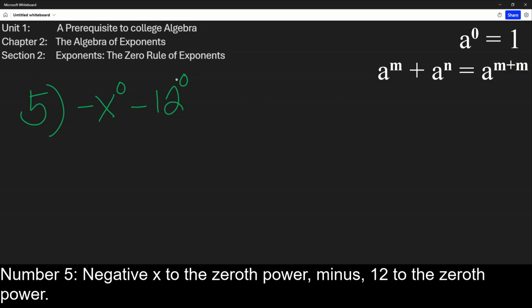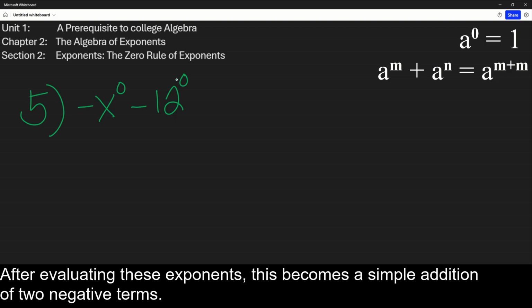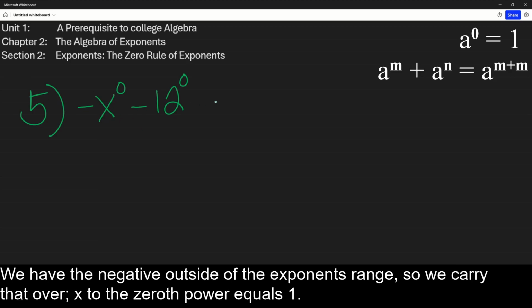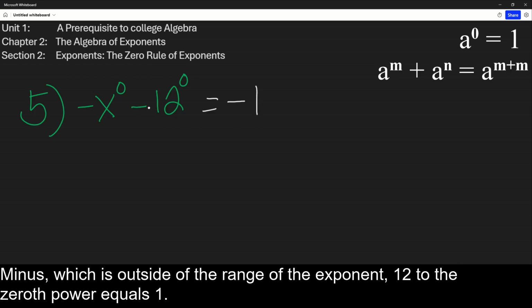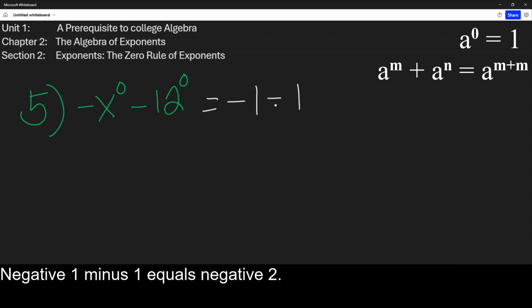Number 5, -x to the 0th power minus 12 to the 0th power. After evaluating these exponents, this becomes a simple addition of two negative terms. We have the negative outside of the exponent's range, so we carry that over. X to the 0th power equals 1. Minus, which is outside of the range of the exponent, 12 to the 0th power equals 1. -1 minus 1 equals -2.